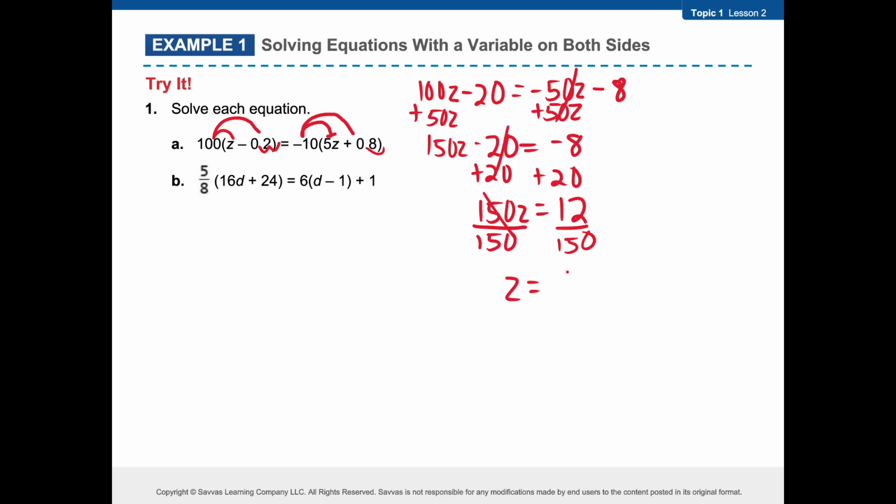And then you can either try getting a decimal, or you can always start small. 2 goes into 12 6 times. 2 goes into 150, 75. I can't divide by 2 alone. 2 again. I can divide by 3 next. 3 goes into 6 twice. And 3 goes into 75 25 times. So that would be your simplified fraction.